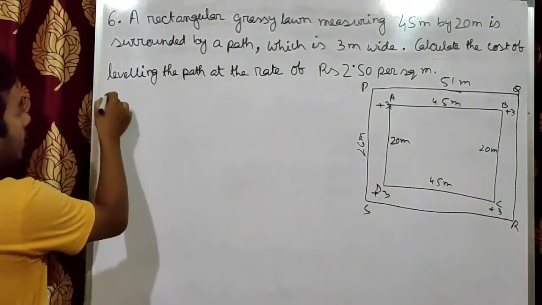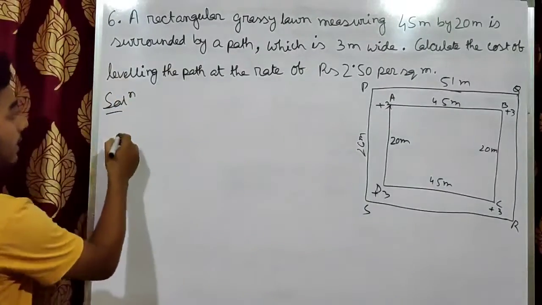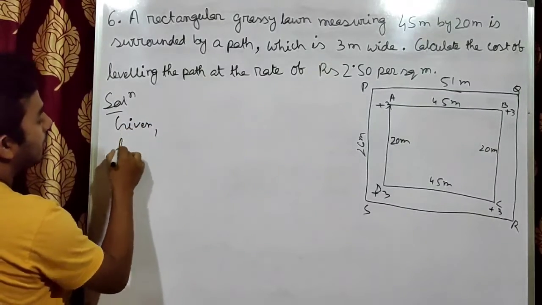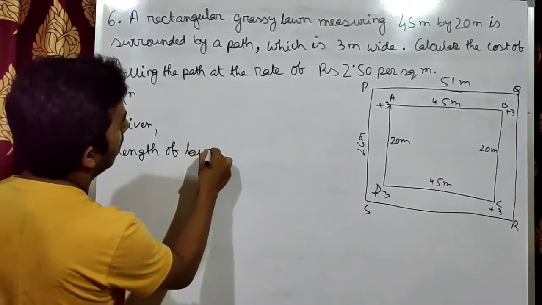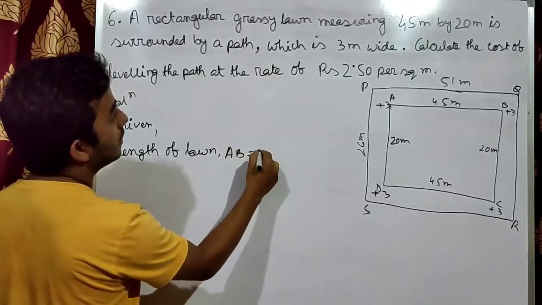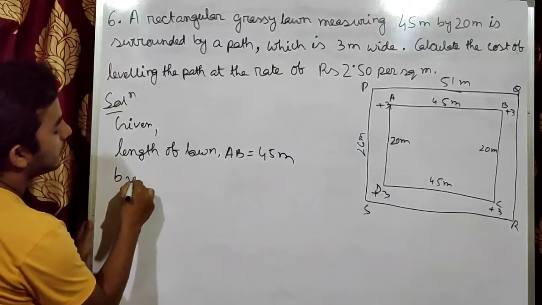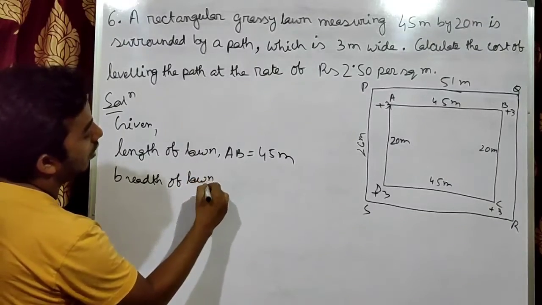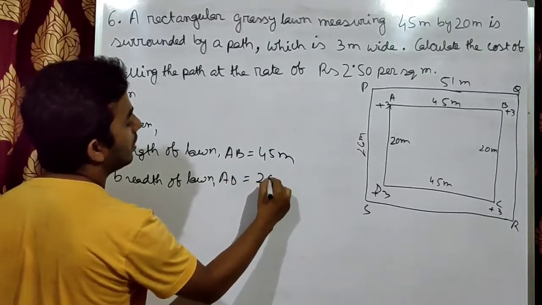So first of all, we have to write the information given in the question, right? So we will write given: length of lawn, that is PQ. Oh sorry, AB equals 45 meter. Then breadth of lawn, that is breadth is considered AD equals 20 meter.